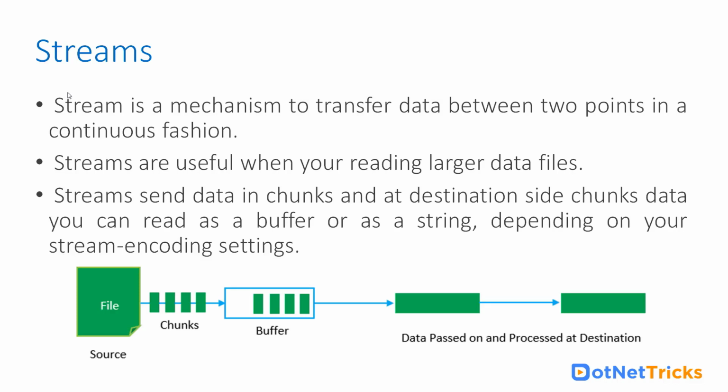So what we mean by streams is streams send data in chunks, which is nothing but the buffer, and on the destination side you can read the chunks as buffer or as a string, or it can be anything, based on your encoding settings, that is, what kind of data we are receiving. This is just an example extending the earlier image, where we have a file, then we send some chunks, then there is a buffer, and then data is sent to the destination and it is processed. At the destination, it can be a file as a whole, a movie, an image, or anything.